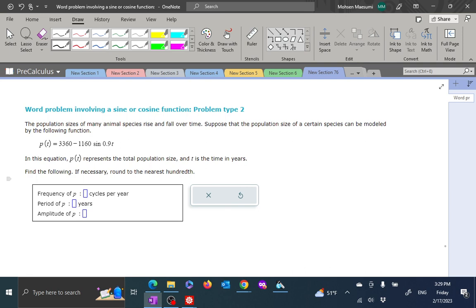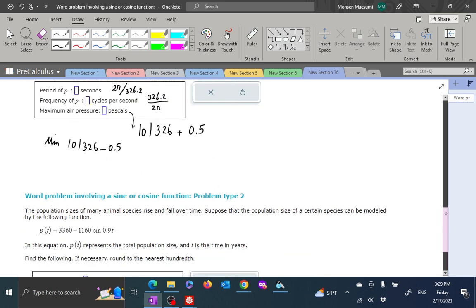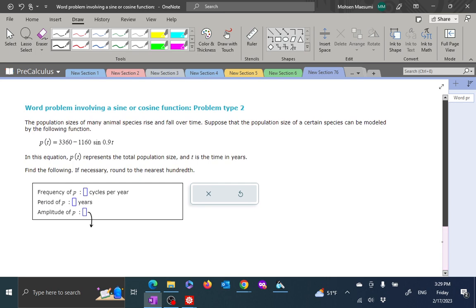What is the amplitude? Let me make sure I did not make a mistake on the previous one. Okay, this one is asking for amplitude. Previous one we were asking for maximum and minimum. So amplitude is the absolute value of this number, 1160. If they ask us for the maximum population, it would have been 3360 plus 1160. If they ask for minimum, it would be, of course, 3360 minus 1160.